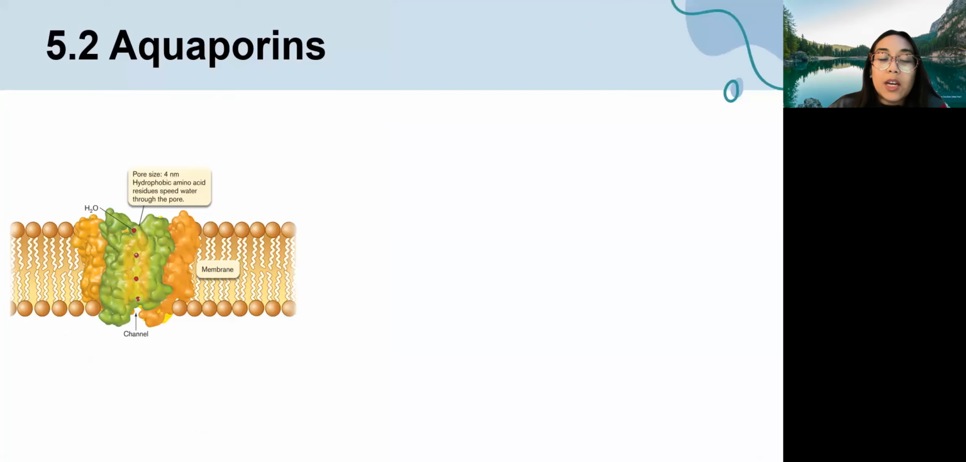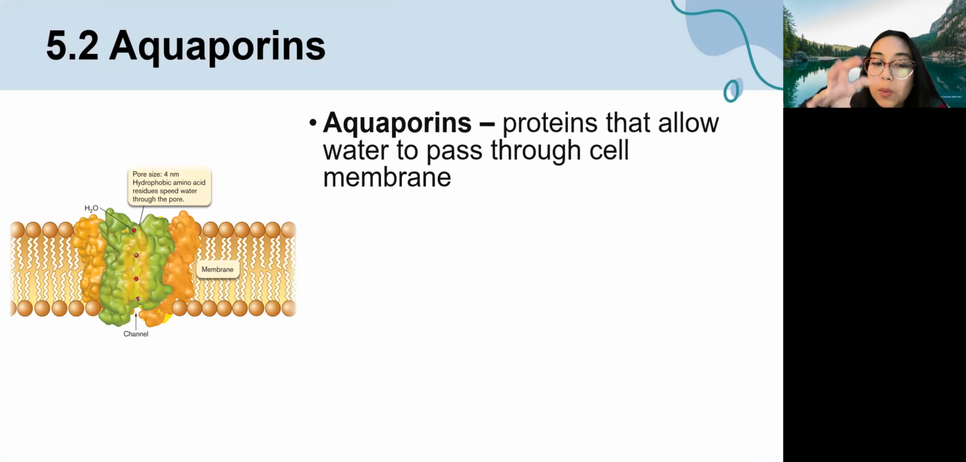Okay, cool. All right, so now we're in 5.2, and we're talking about osmotic pressure. Before we talk about osmotic pressure, let's talk about aquaporins. Aquaporins are membrane proteins that allow water to pass through the cell membrane. Remember that the cell membrane is selectively permeable, and water is hydrophilic. It's not even hydrophilic, it's just water. Water does not pass through the cell membrane very well because the cell membrane is hydrophobic.